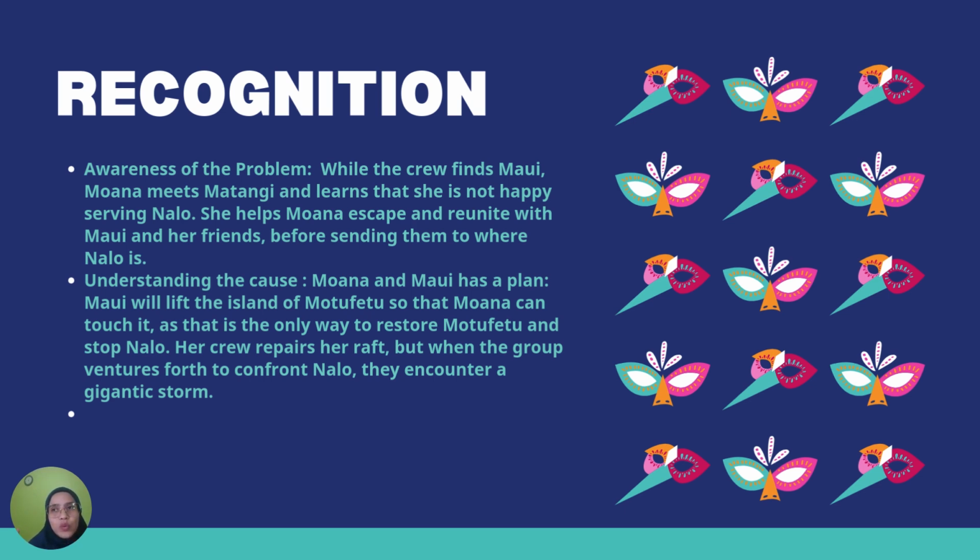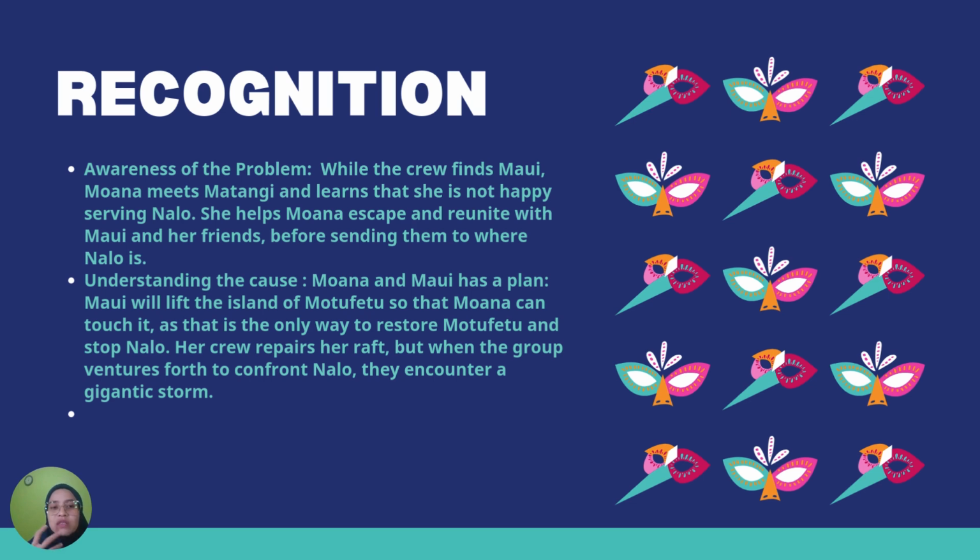And then they went through Nalo's place to find Motofeto Island and break the curse. And here, in this recognition stage, Moana understands the cause, and she and Maui start to have a plan. She will touch the Motofeto Island as Maui lifts the island from deep down in the ocean. That's the only way to restore Motofeto, stop Nalo and break the curse. That's the plan. This is the stage of recognition.